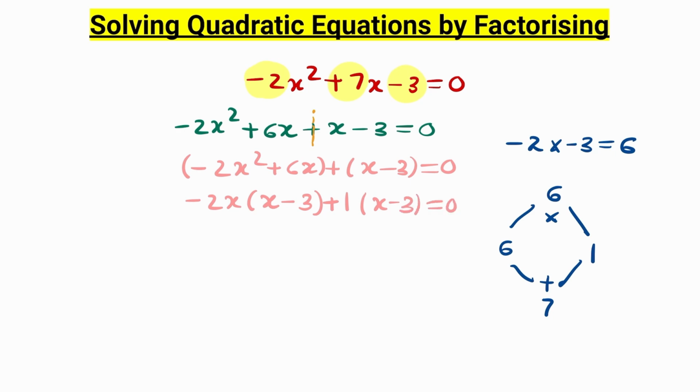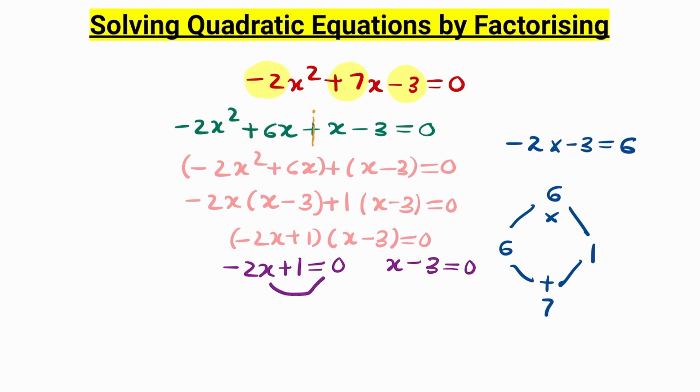And now we have to write what is outside the brackets within one set of brackets. What is outside the brackets? Minus 2x plus 1. What is inside the brackets? X minus 3 equal to 0. We can equate each of the brackets to 0. Minus 2x plus 1 equals 0. X minus 3 equal to 0. We can take minus 2x to the other side as plus 2x to make it positive. 1 equal to 2x. We can divide both sides by 2 to get x as 1/2.